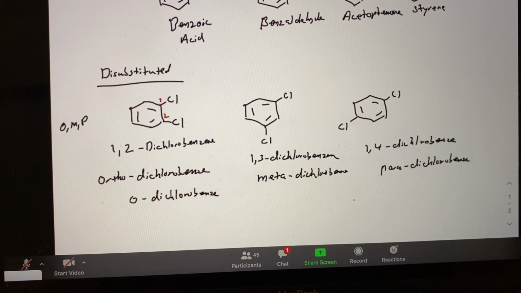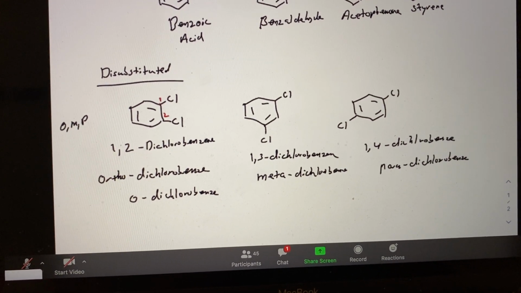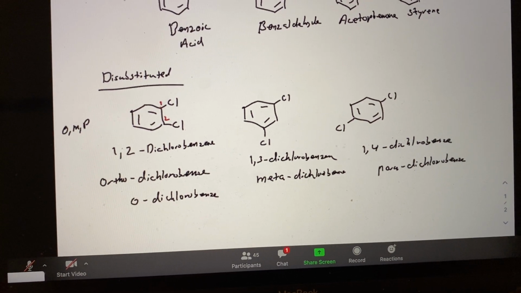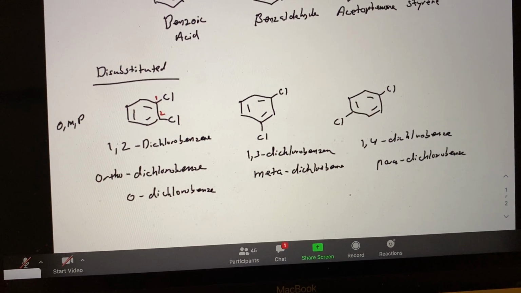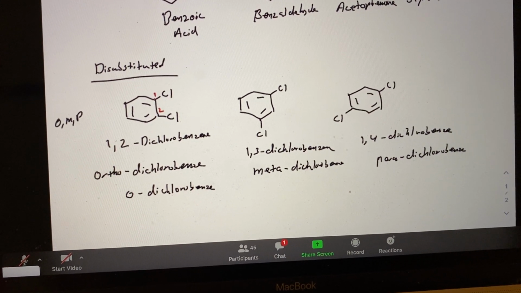So we're going to be using this language of ortho-meta-para more as we go on. And you're right, James, that when we think about drawing a circle as opposed to the line just representing the resonance hybrid, we'll get to that in a minute when we talk about the stability.